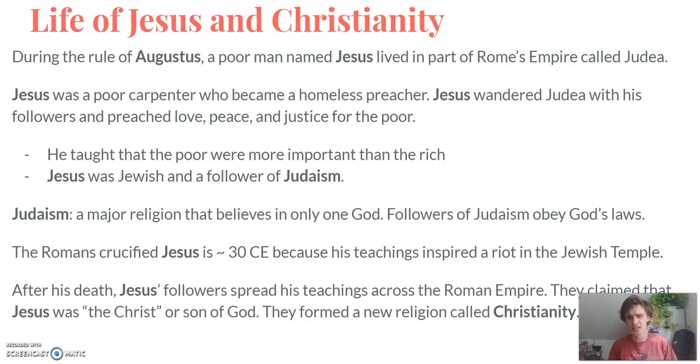Because his teachings had inspired a riot in the Jewish temple against the rich people, and they didn't think this was a good idea for them to let people rebel. So after his death, Jesus' followers spread his teachings across the Roman Empire, and they claimed that Jesus was called the Christ, or the Son of God. And they formed a new religion called Christianity that talked more about how his teachings were actually inspired by the God of Judaism, and they should be spread to everyone across the world. This is where Christianity comes from.